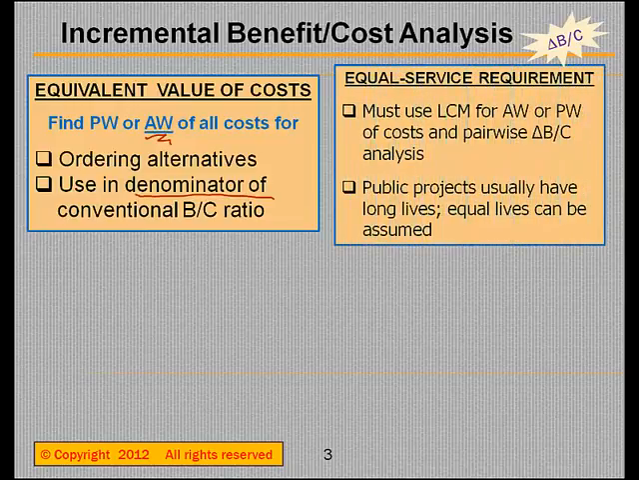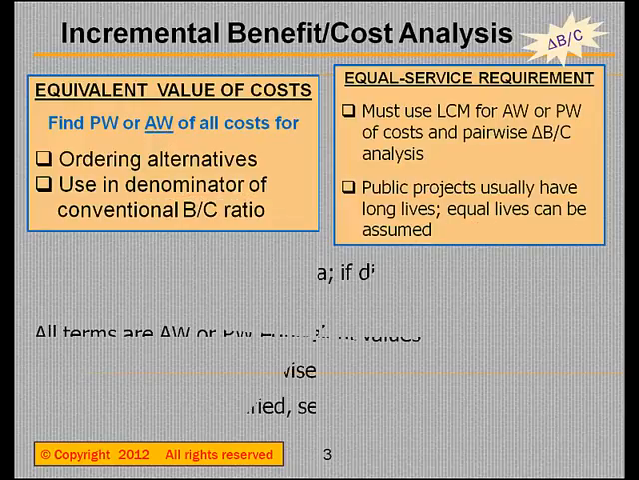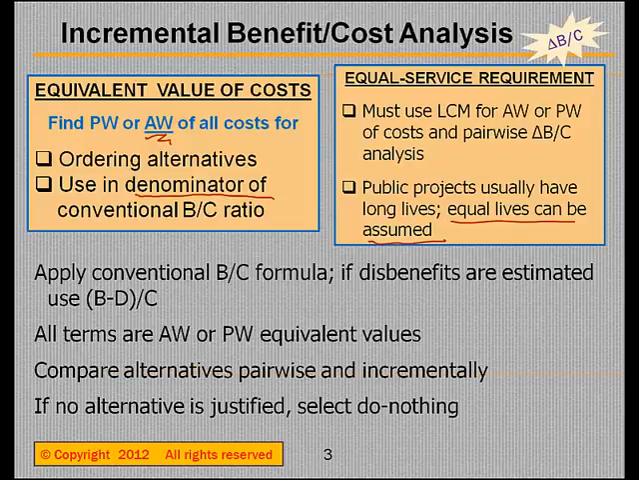Equal service comparison is required for delta BC analysis, just like other methods. However, public projects commonly have long expected useful lives, so the lives or N values can be assumed to be equal. Therefore, this requirement is not a problem. Routinely, the conventional BC ratio is used. If disbenefits are estimated, the formula B minus D over C is applied. Alternatives must be compared in a pairwise incremental fashion, using equivalent forms of the B, D, and C estimates. If no alternative is incrementally justified, the do-nothing or DN alternative is the best economic choice.